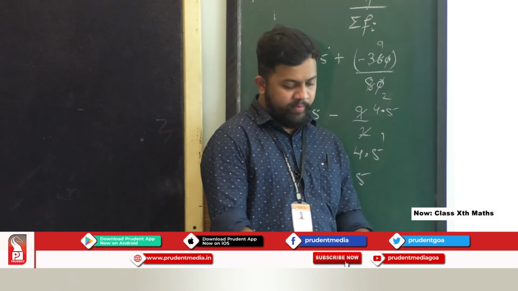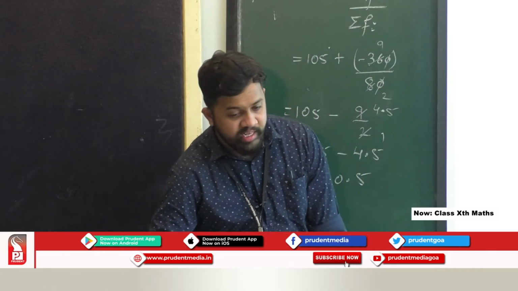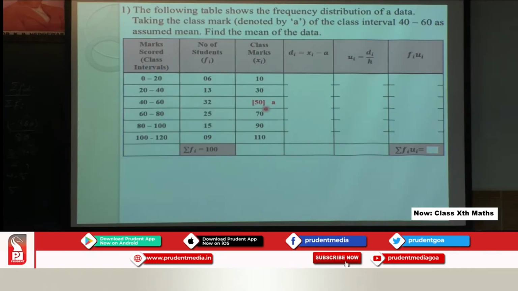What is the next thing we are marking? We are marking the assume mean. You can see I have marked the assume mean 50. 50 as assume mean. Why? Because it is told to you, take the assume mean of the class interval 40 to 60. So A is assume mean.